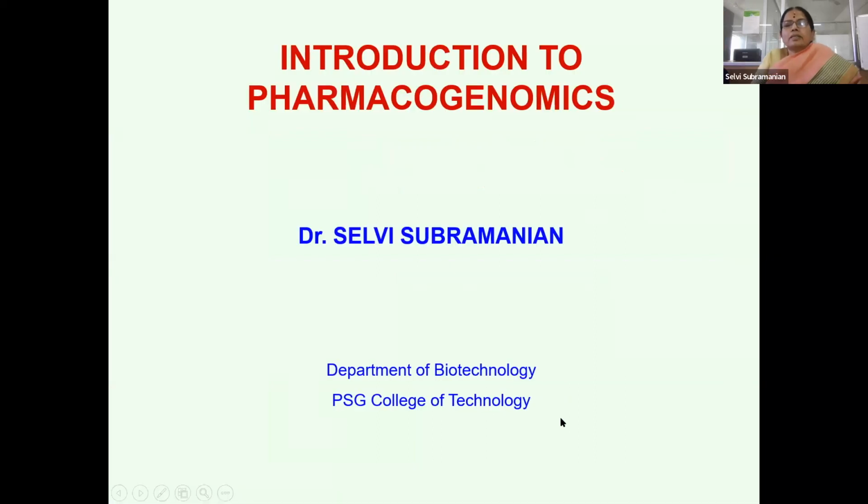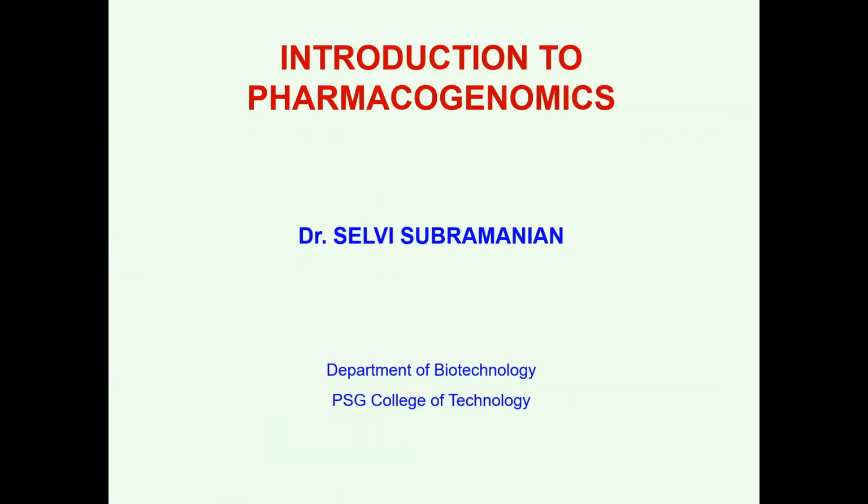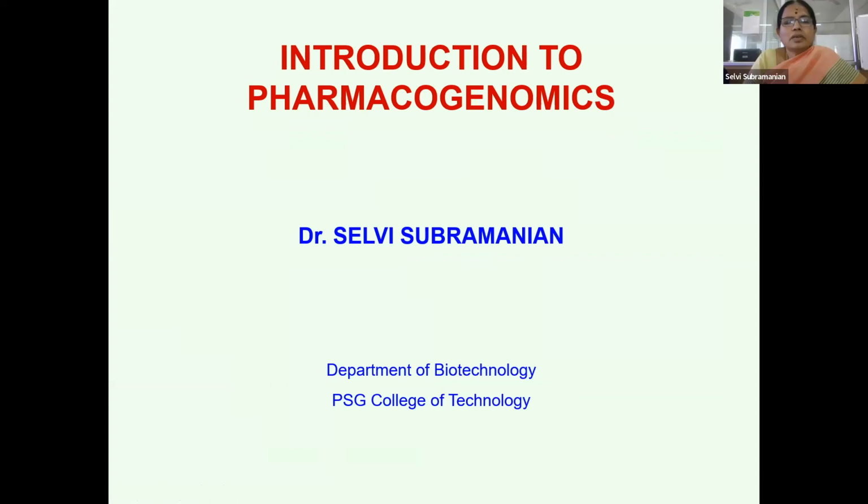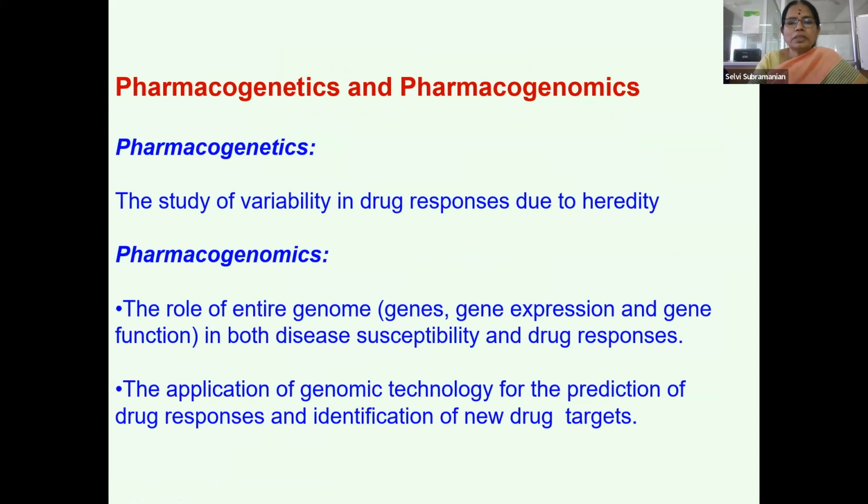Yeah, welcome back. This is another lecture which is connected with human genetics, and it is an introduction to pharmacogenomics. So first of all, you should know what is pharmacogenomics, and even before pharmacogenomics, the field of interest is pharmacogenetics. Pharmacogenetics is the study of variability in drug responses due to heredity. What we hold in our genes, because of that, we respond differently to a particular drug. So that is pharmacogenetics, and it deals with one or two genes at a time.